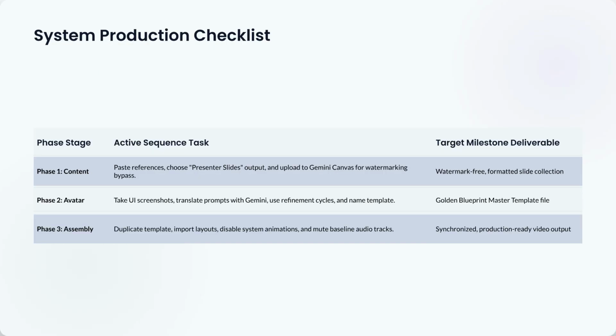This checklist summarizes the key tasks for each phase: generating content, designing your avatar profiles, and assembling the final timeline. Reference this to ensure your production stays on track.